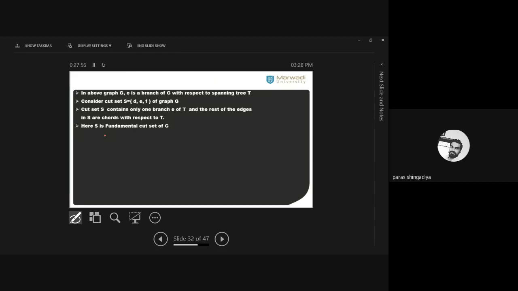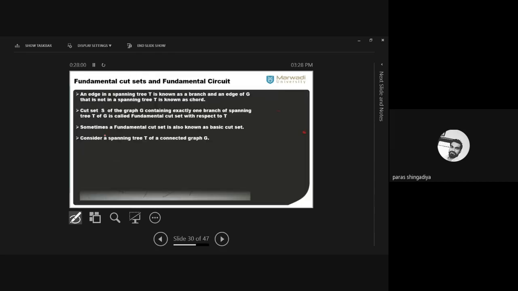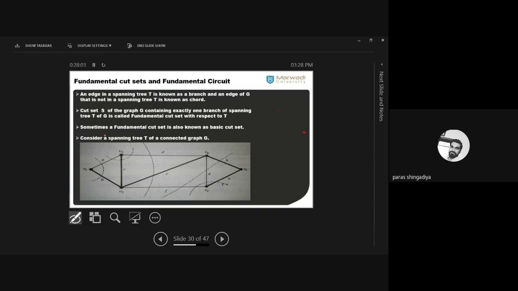So this is the example given here. Okay, let's revise the definition also. Clear? The cut set S of the graph G containing exactly one branch of the spanning tree T of the G with respect to the T. Okay, a fundamental cut set with respect to T. With respect to T, this word is important for us. With respect to T means if we change the T, then the cut set will be changed. Clear? If we consider a new graph in place of the spanning tree, then it will be changed.